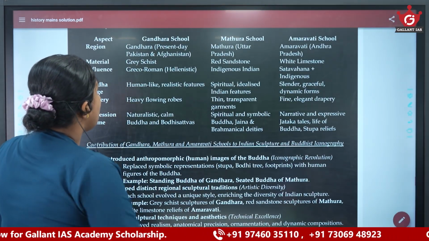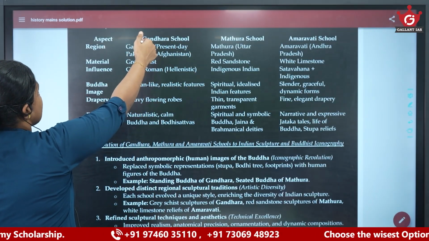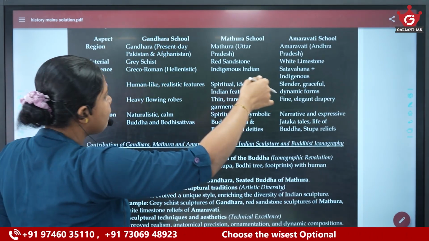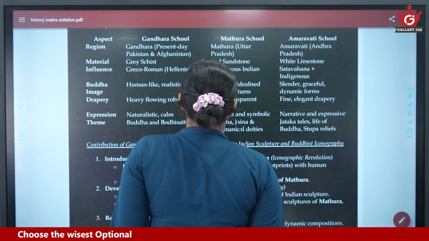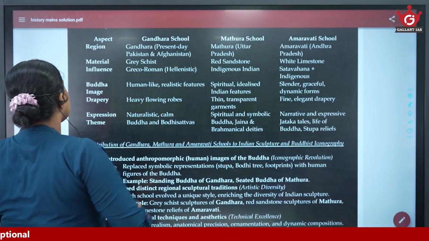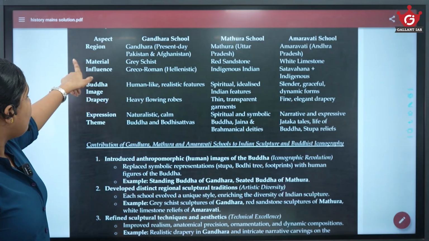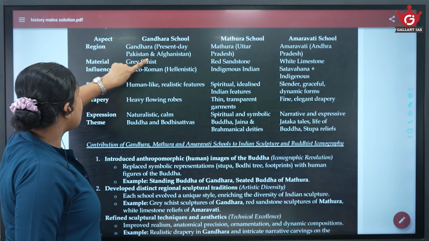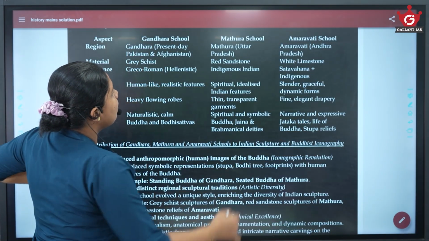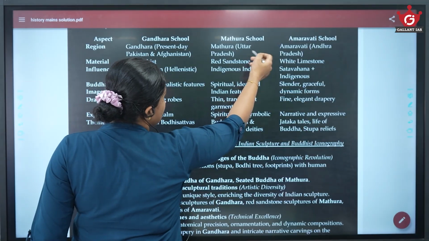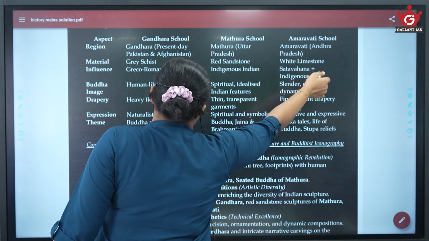Regarding region, the Gandhara school was in the present-day Gandhara region of Pakistan and Afghanistan. Mathura was in the Uttar Pradesh region. Amaravati was in the Andhra Pradesh region. About the material used, Gandhara used a grey-colored stone, grey schist. Mathura used red sandstone. Amaravati used white limestone.